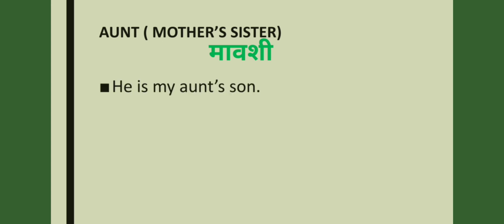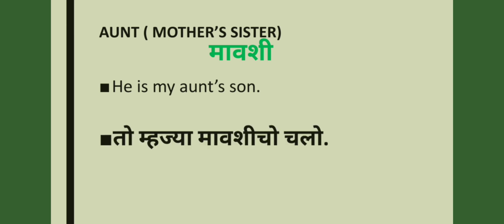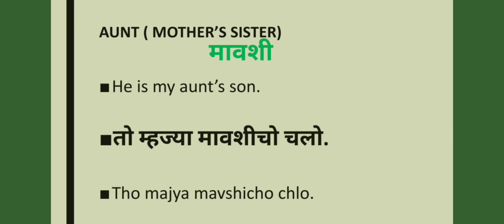He is my aunt's son. In Konkani we say तो म्हज्या मावशीचो चलो. म्हज्या means my. मावशीचो means aunt's. चलो means son. To means he.